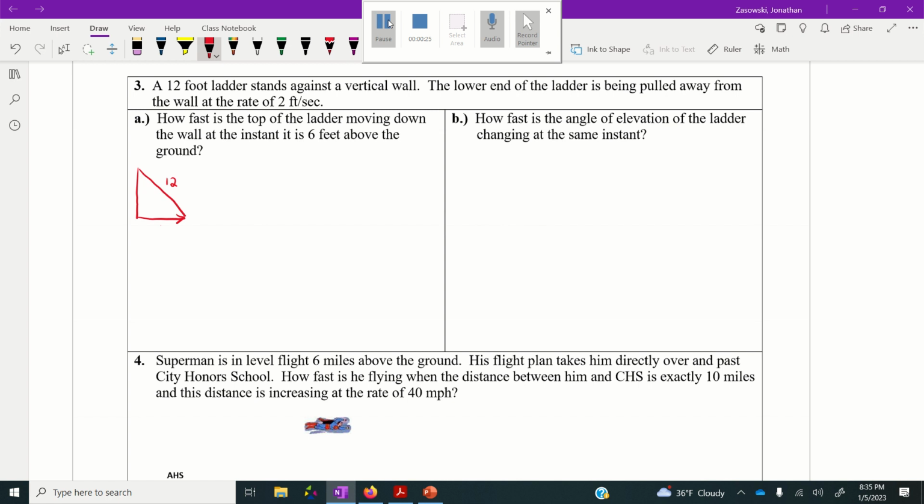So if we want to call this, let's for instance, we could call it S or G for ground, whatever you want to call it here. I know the answer key, they call this X, makes sense, like the X axis, and then the Y axis. So we'll call that X and Y. So the given we have is that it's being pulled away from the wall, so it's going in this direction, at dx/dt is equal to 2 feet per second.